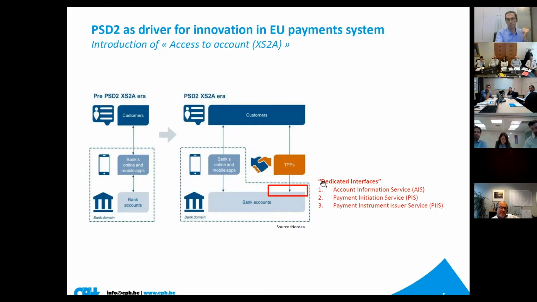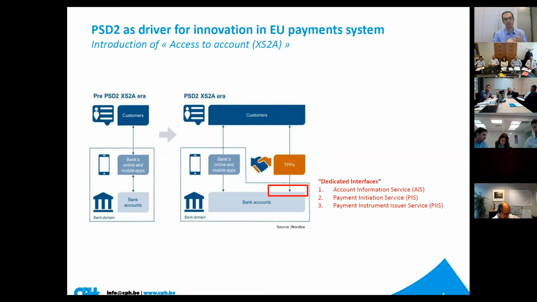In order to connect, they pass by what we call in Europe the dedicated interfaces, and those dedicated interfaces provide three types of services. The first service, account information service. So a TPP can ask a bank, I have person X, give me the list of all his accounts, or for that account, give me information, or other people who have access to that account, or give me the history of all the transactions. So that's the first type of service.